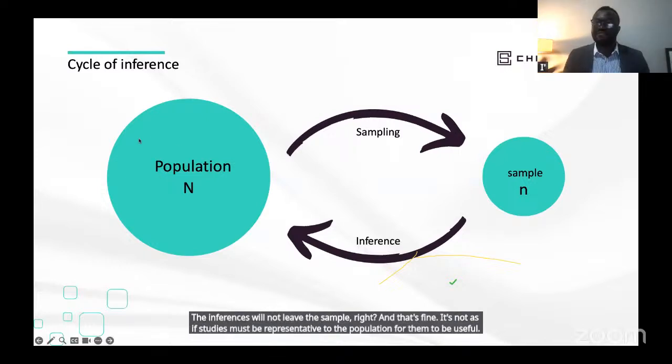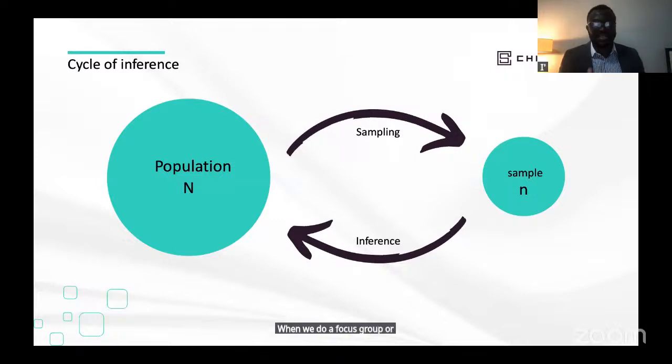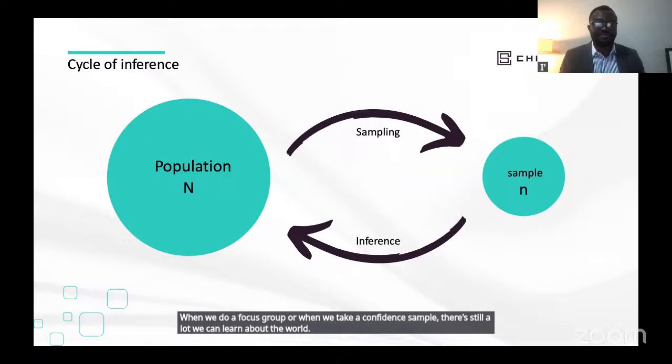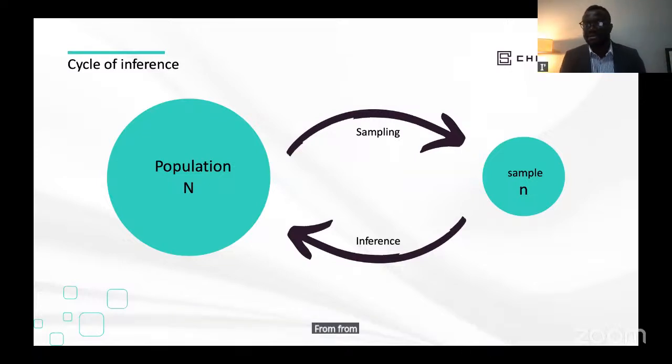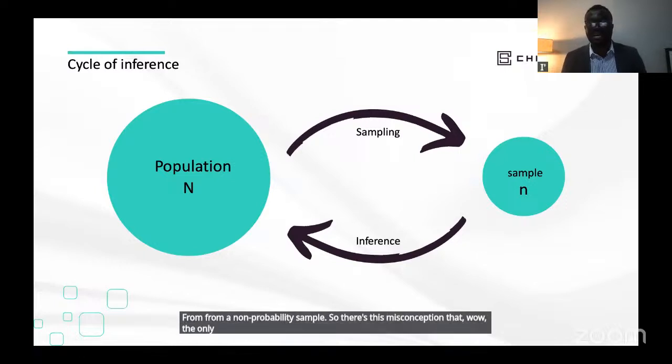When we do a focus group or when we take a convenience sample, there's still a lot we can learn about the world from a non-probability sample. So there's this misconception that, wow, the only important things in this world are randomness. No, sometimes we're just interested in understanding things about the sample for the sake of a sample, not for the sake of a population. So it all depends on what our intent is, right?